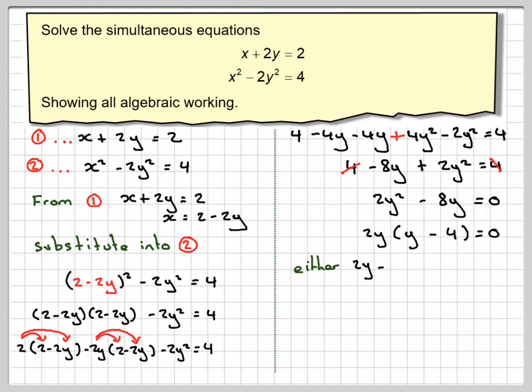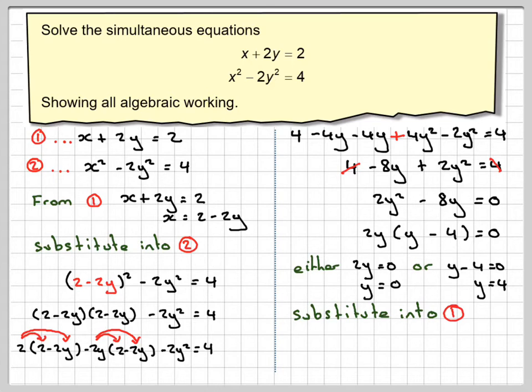So either the 2y is equal to 0, which implies that y has to be equal to 0, or y minus 4 is equal to 0, which implies that y is equal to 4. We now substitute those values back into equation 1. So we've got x plus 2 times 0, which is equal to 2, which gives x is 2, and x plus 2 times 4, which is equal to 2, because y is 4 here.